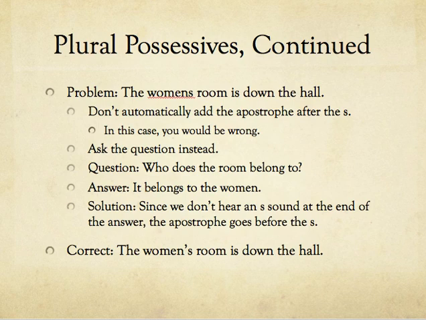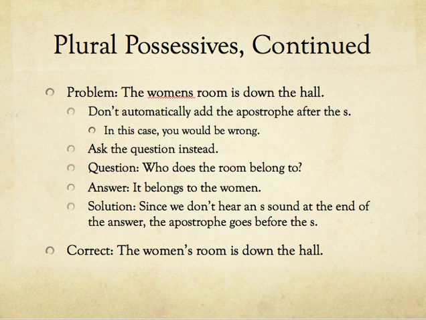Here's an example where if you simply went S apostrophe because it's a plural, you would be incorrect. The women's room is down the hall. If you saw women's like that and knew it was a plural possessive, in many situations, the way we're taught, you would want to go S apostrophe. But if we ask the question, as I said, and do it out loud, you'll find a different answer. Who does the room belong to? The room belongs to the women.